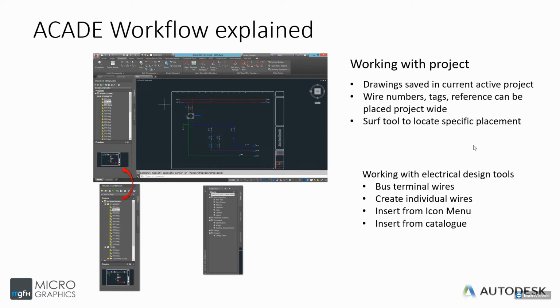Sometimes you will have thousands and thousands of placements, and to find just one component or reference it's linked to, you'll have to really dig. But the surf tool makes that a little bit easier. Then when you're working with electrical design tools, you're going to start inserting primarily in your schematics tab, bus terminal wires. You can insert components from your catalog. You can create ladders. You can create rungs. You can basically customize everything per drawing or per project. So that's important to know about how the setup works for your AutoCAD work.